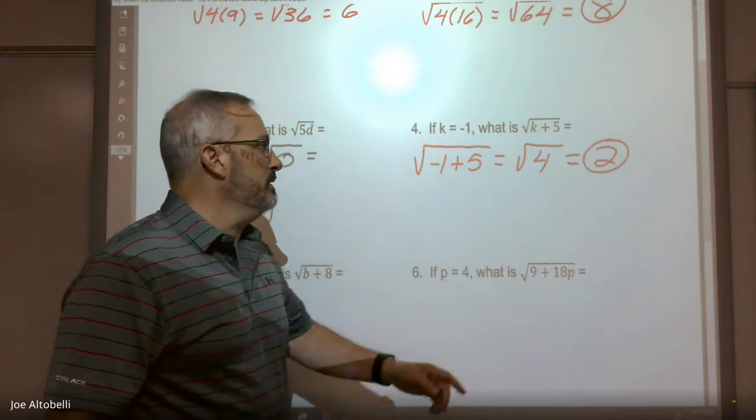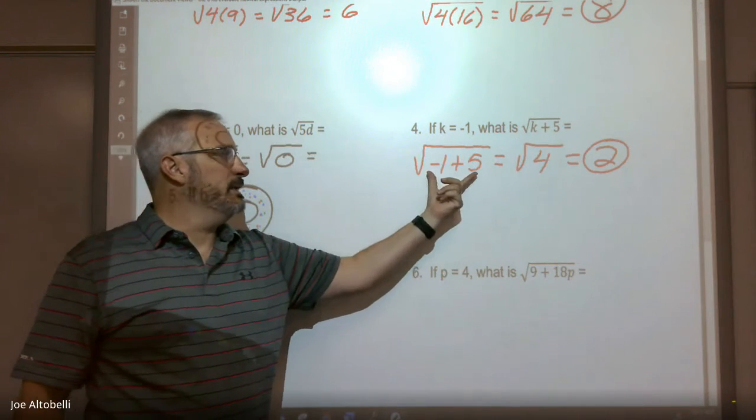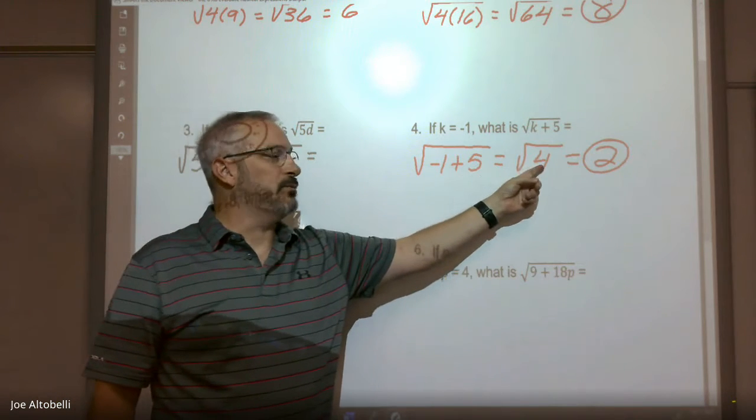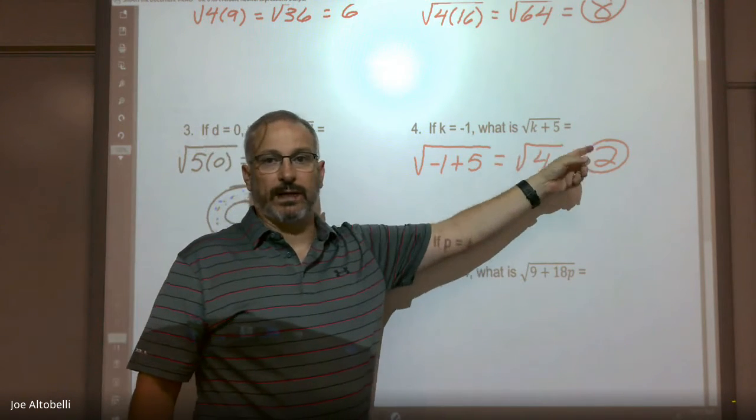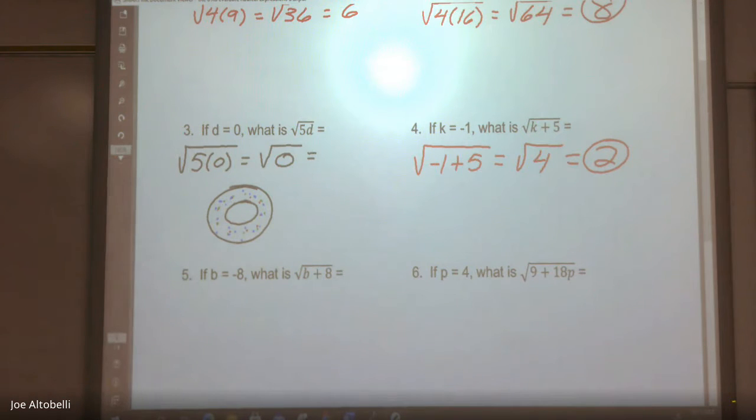Should get 2. K plus 5. K is a -1. -1 plus 5 is 4. And the square root of 4 is 2. Number 5.